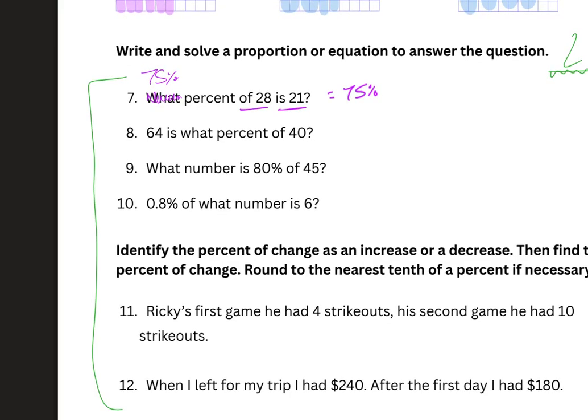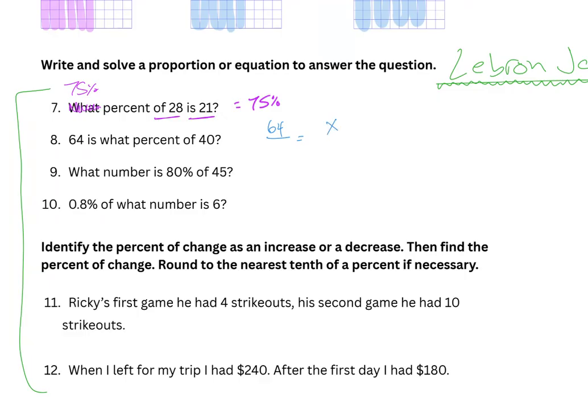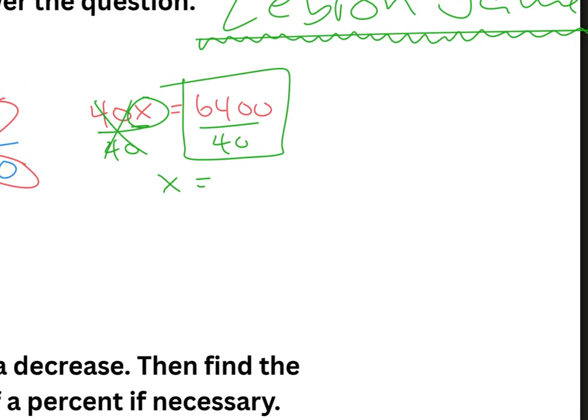64 is... over of, remember, is over of. 64 is what percent? I don't know the percent, of 40. So we're going to cross multiply, and we get 40x equals 6,400. We're going to divide both sides by 40, and we are going to get that x equals whatever this ends up being, right? One nice thing about this is when they both end in zeros, we can cancel out some zeros. So now it's 640 divided by 4, which looks like this.